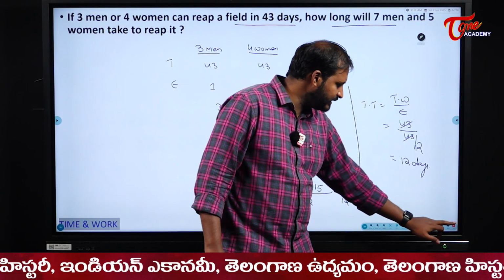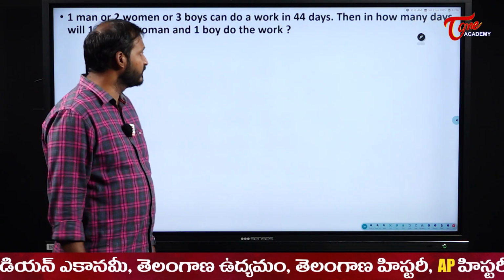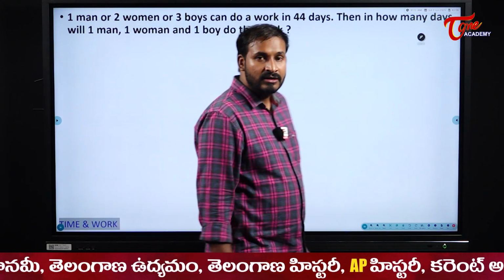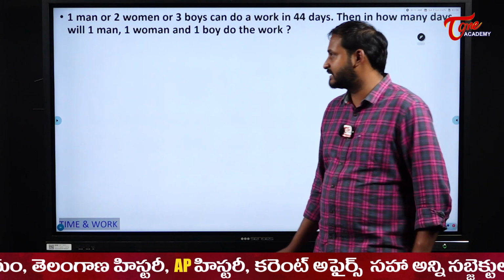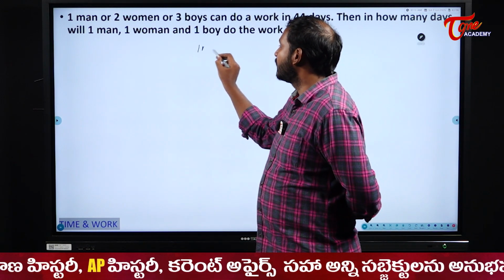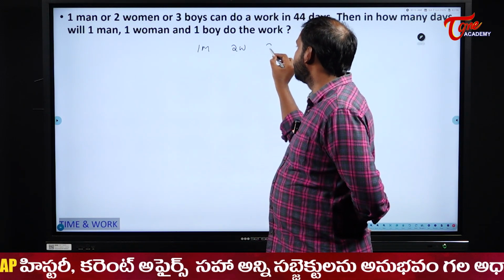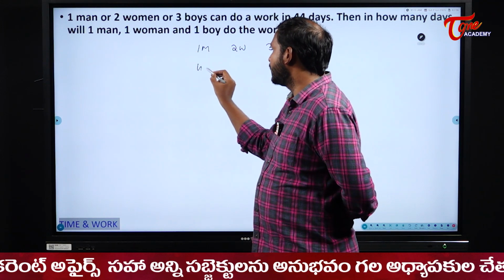Same concept but a little bit of change in application, students. Nothing more than that. Next, 1 man or 2 women or 3 boys can do a work in 44 days. Okay. 1 man, 2 women, 3 boys can do the job in how many days?